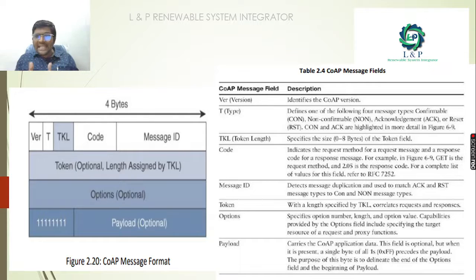Code indicates the request method, in what format the message should be and in what format the response message should be. Those things will be decided in the code field. And the message ID is very important, because it helps to match between the acknowledgement and reset messages. Next is the payload. It carries the CoAP application data.